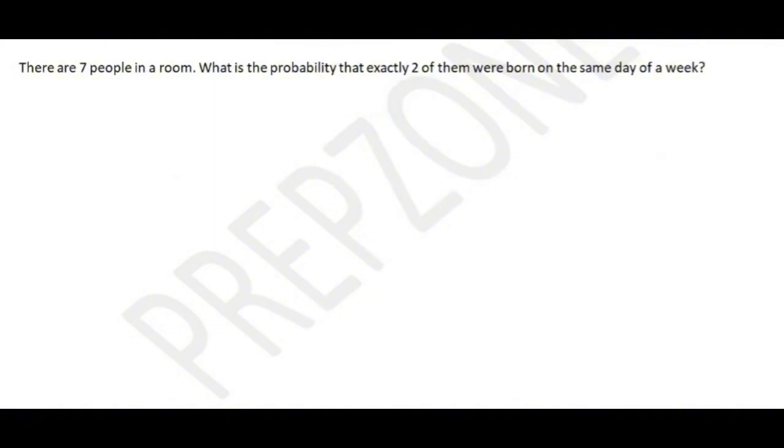All this one. The trickiest question in the topic. If CAT has to give a tough question from probability, this is what it would be. See, there are 7 people in a room. What is the probability that exactly 2 of them were born on the same day of the week? Question says exactly 2 of them were born on the same day, which means other 5 have to be born on a different day. How are you trying it?